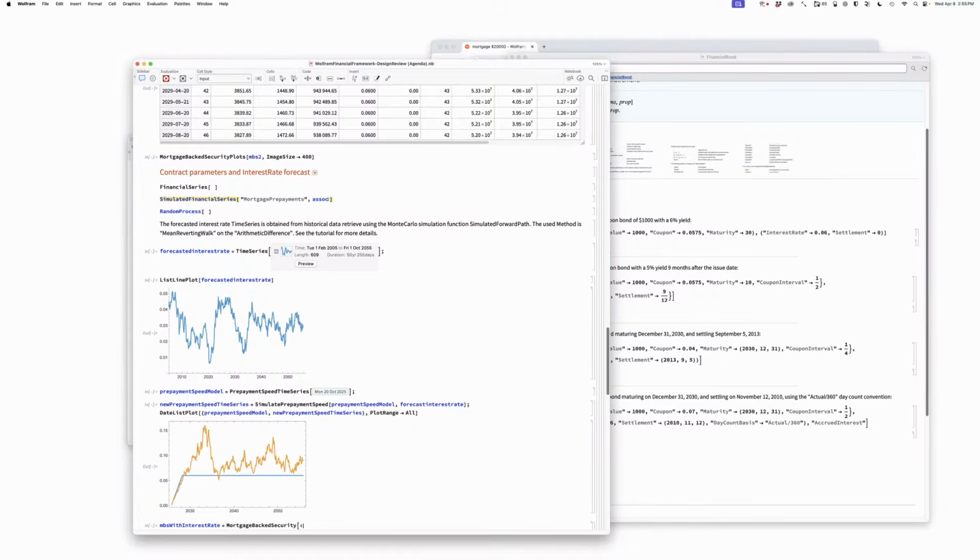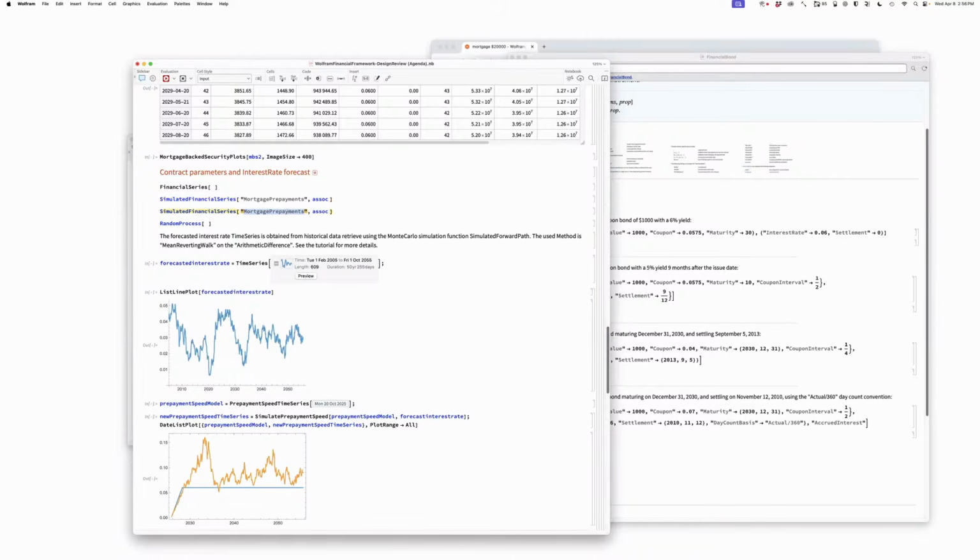Right. But rather than having a raw, let's say this says interest rate or something. In terms of reading the code, it would be nice if one of the arguments is simulated financial series of interest rate, and then there's an association here that gives the parameters that you're using for the simulation. That seems to me very nice and readable code.